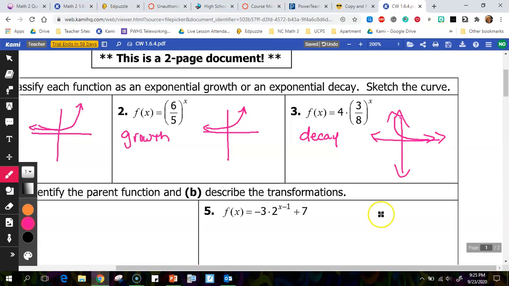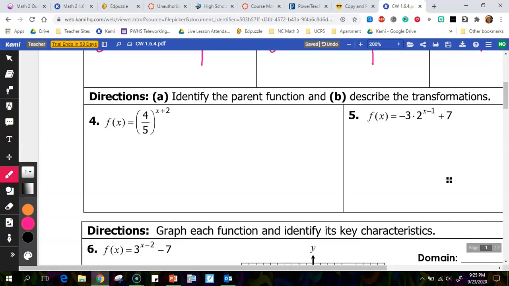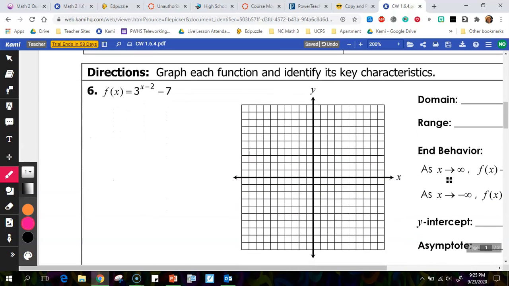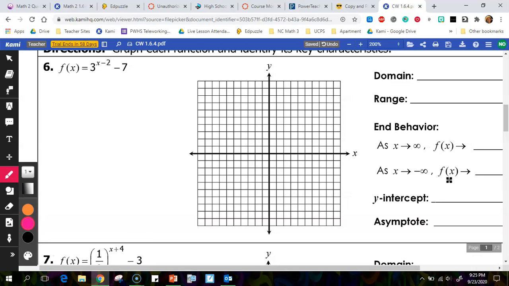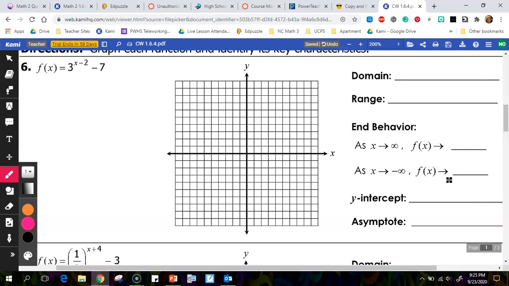All right, on 4 and 5, we could graph these, but I'm actually going to mark these out. So mark out numbers 4 and 5 because we actually didn't look at the equations and talk about the transformations. So what we're going to do though is look at each one of these, 6 through 11, and we're going to graph them. So I'm going to go over to Desmos and graph these and paste them here.